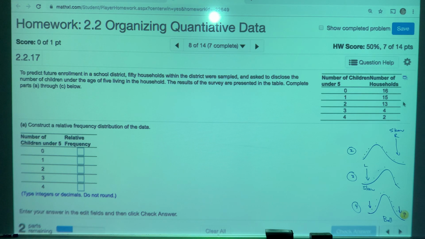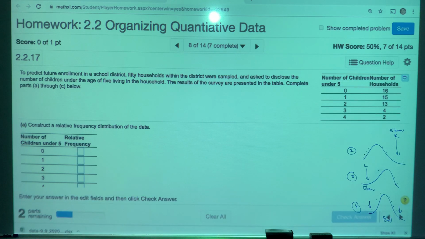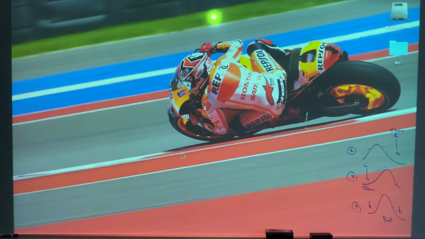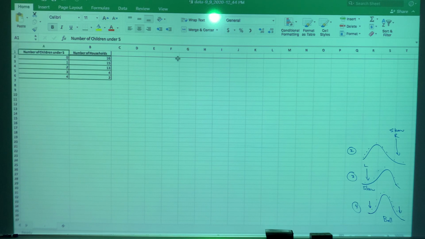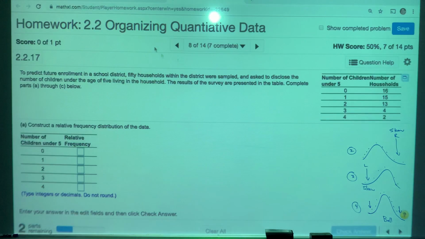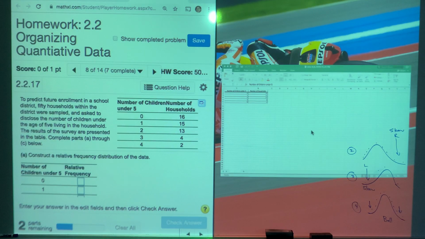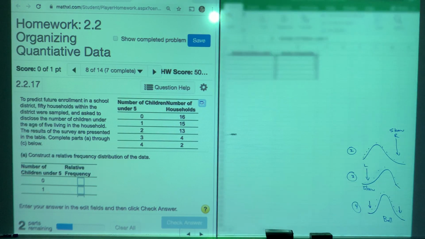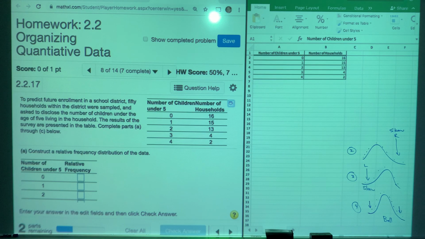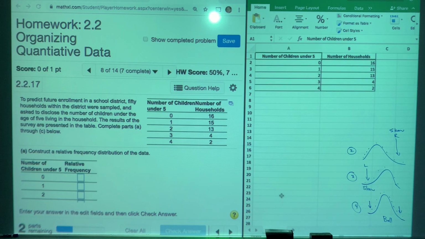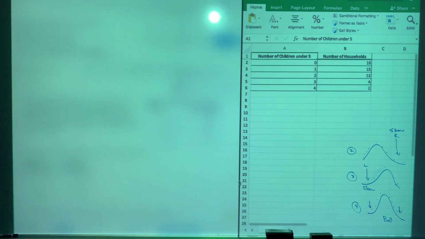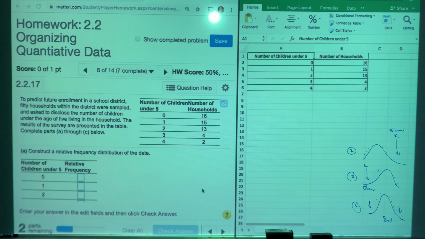All right, ready? We're going to open Excel for this data set. And we're going to practice doing the same thing that we did in the last problem of the last section. So we're going to do the exact same thing, and get a little more practice in on that. Okay, you guys ready?